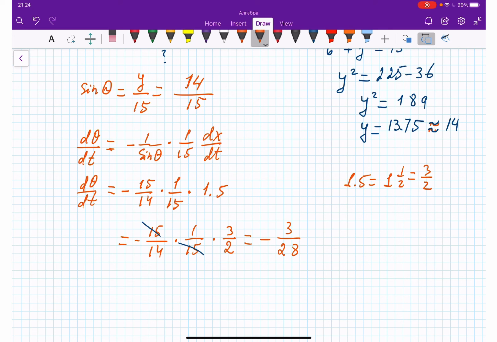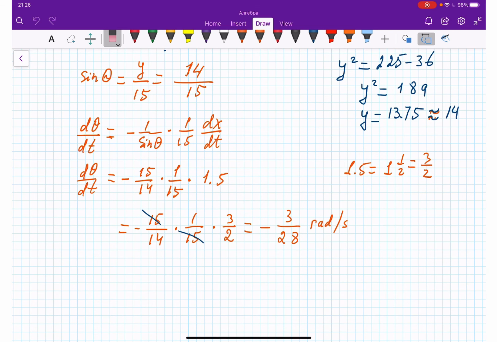Negative 3 over 28, it's going to be radians per second. So this is going to be our answer. Negative 3 over 28 radians per second. So the negative value indicates that the angle is decreasing as the ladder slides down the wall, and that's why it is negative. So what we can say about this solution is that the angle between the ladder and the ground is changing at the rate of negative 3 over 28 radians per second. Okay? Already.